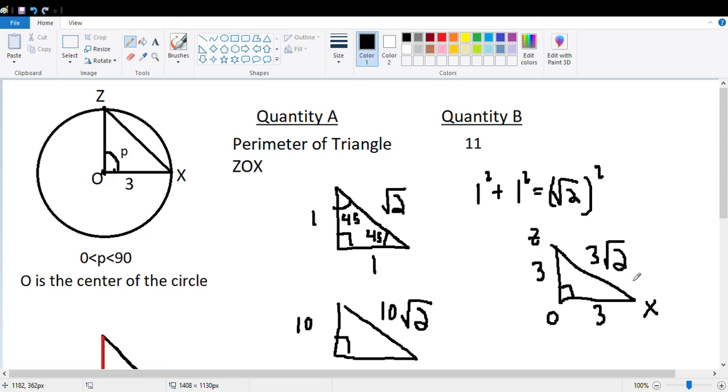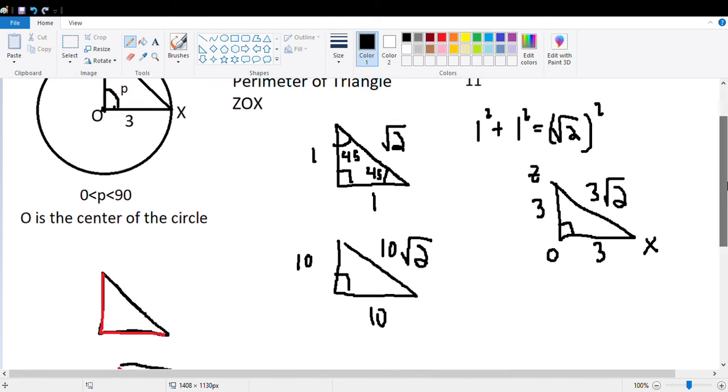Again, this is the extreme case. Whatever perimeter we get here is going to be larger than any possible perimeter of the triangle ZOX. So what's the perimeter of this extreme case of a right triangle inscribed in the circle O? Well, the perimeter is just the sum of its sides. So I'm going to add up 3 plus 3 plus 3 radical 2. Again, we know that this is 6. And what's 3 radical 2?